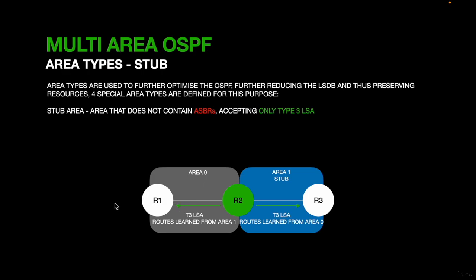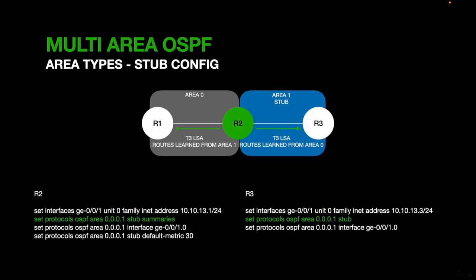Let's say that we have here an ASBR and it will share some external routes. The stub area will not accept the external routes and it will only accept the type 3 LSA. Let's see how you configure the stub area on R2 and on R3. You will configure the interface on both devices, and on the ABR you'll specify stub summaries.